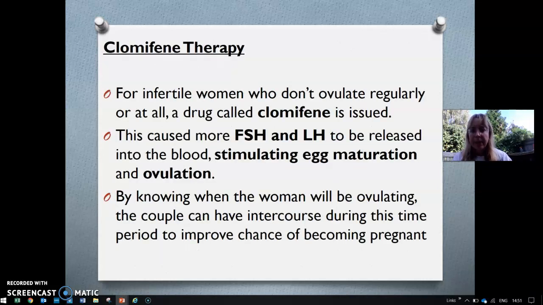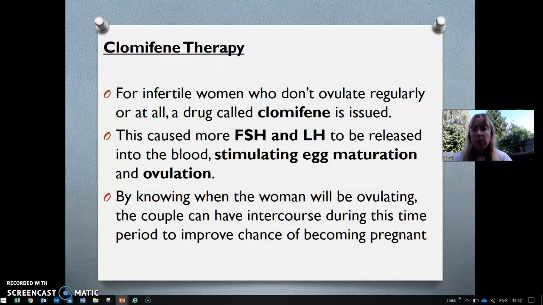And then the final one I've included is about Clomifene therapy, something else you need to know. It says for infertile women who don't ovulate regularly, a drug called Clomifene is used. And this causes more FSH and LH than normal to be released into the blood, causing eggs to mature and to be released by ovulation. And then by knowing when the woman will be ovulating, the couple can then have intercourse during this time to improve their chances of becoming pregnant.